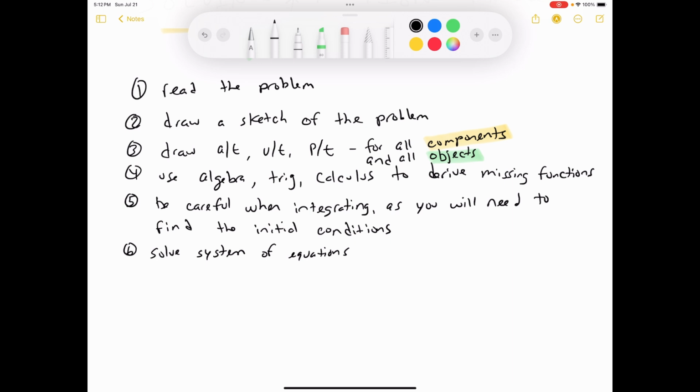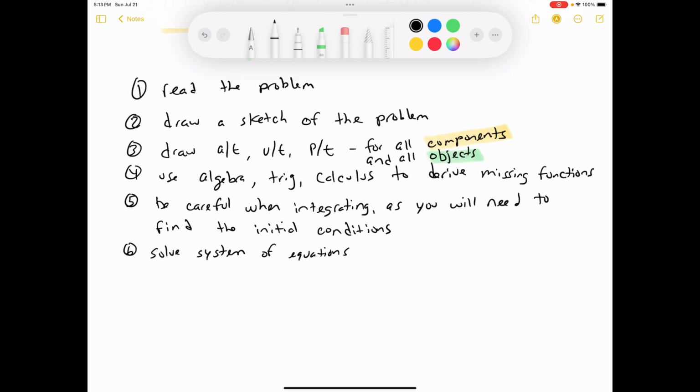Number two, I like to sketch out the problem. Number three, draw different graphs, like acceleration versus time, velocity versus time, and position versus time, and create these graphs not only for all the components like x, y, and z, or axes that the object may be moving in, but for all the objects. Oh, I've got a dog and a cat and an airplane. So if you have three objects moving in an XY plane, well, you have 3 times 2, which is obviously 6. You'd have to create 6 graphs.